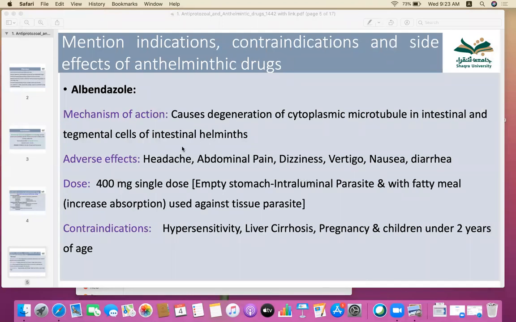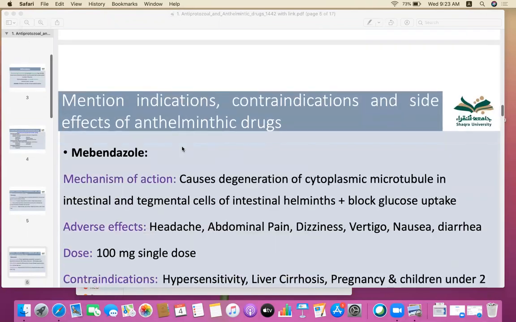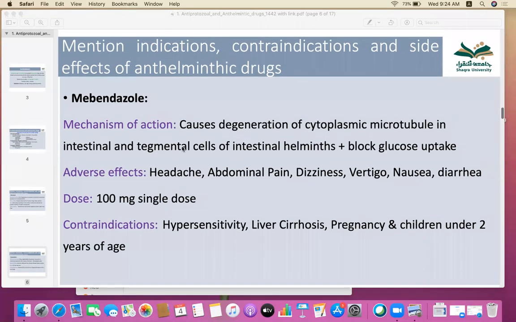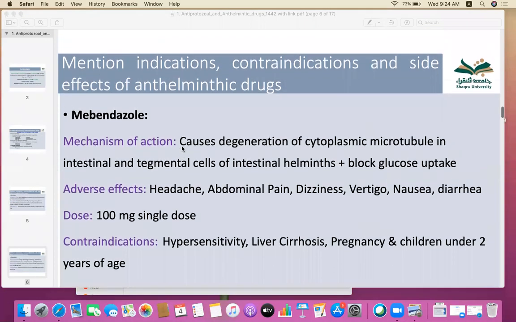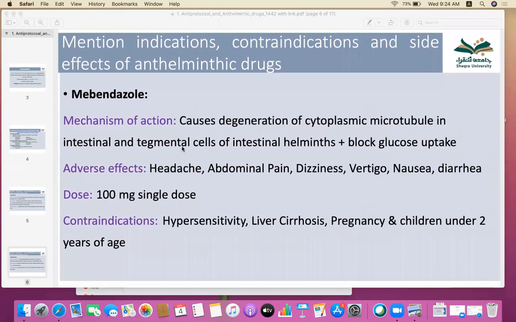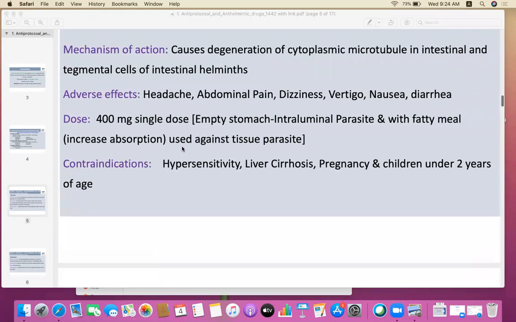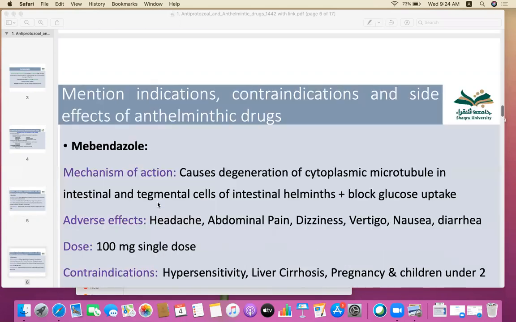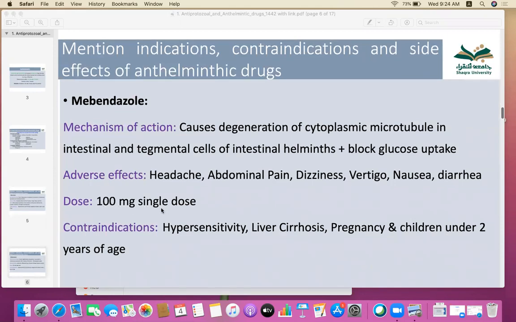This is about albendazole. We have mebendazole, his brother. What is the difference between albendazole and mebendazole? It is just the potency of the drug. In albendazole, we need a 400 milligram single dose, and in mebendazole, we need only a 100 milligram single dose.